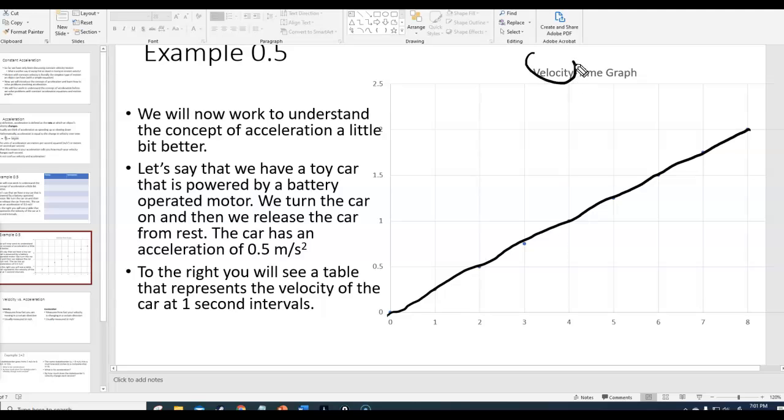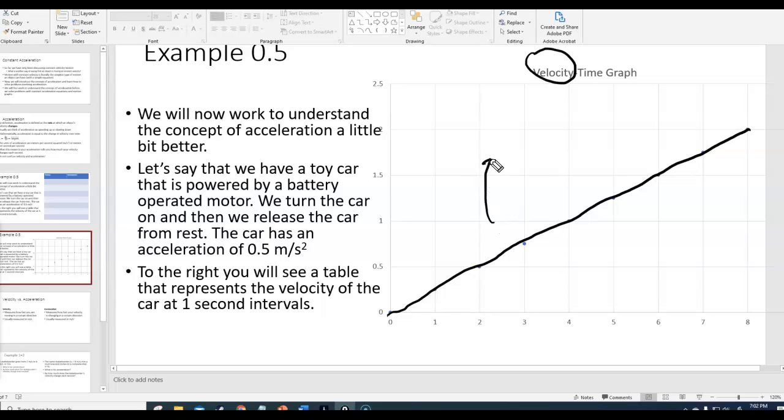Notice this is a velocity time graph. We're still going to see position time graphs and velocity time graphs in this unit, but their shapes are going to look completely different than what we've seen in the past, because when you add an acceleration, things become different. Here you can see that the velocity is actually increasing.